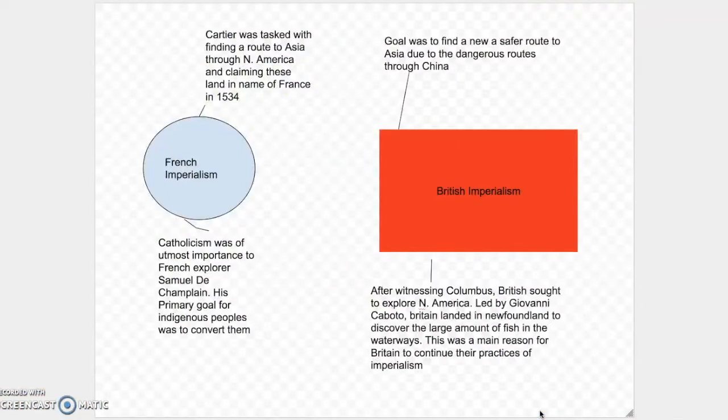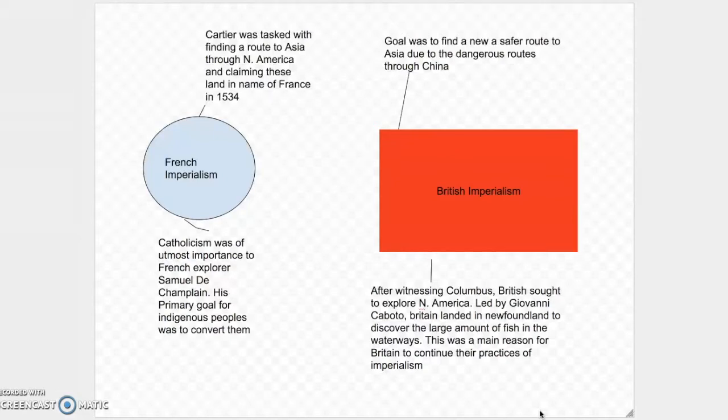When it comes to imperialism, there are two perspectives that are particularly important to us in grade 7 social studies. First is French imperialism. This is characterized by explorers named Jacques Cartier and Samuel de Champlain. Cartier was originally tasked with finding a route to Asia through North America and claiming these lands in the name of France in the year 1534.